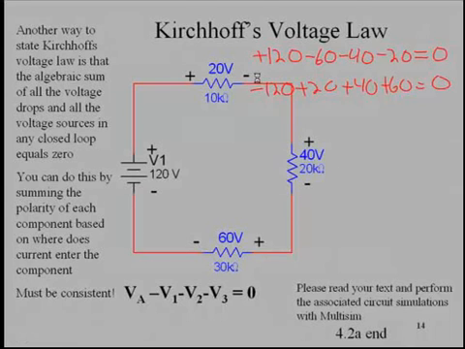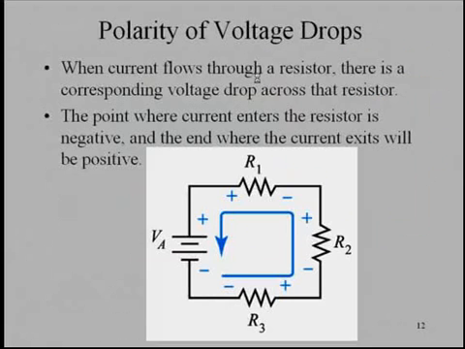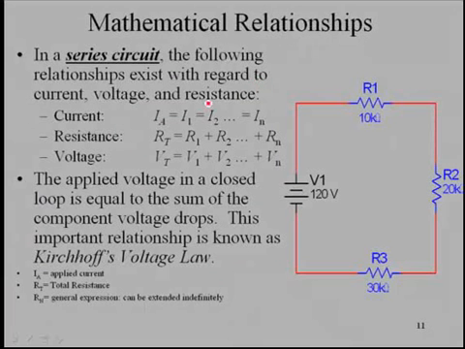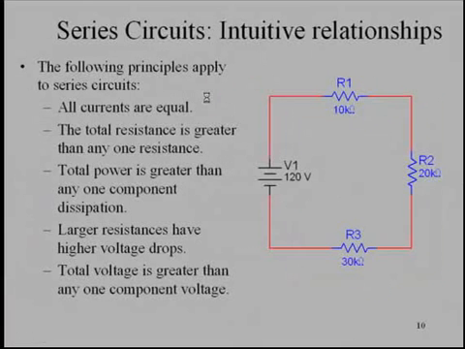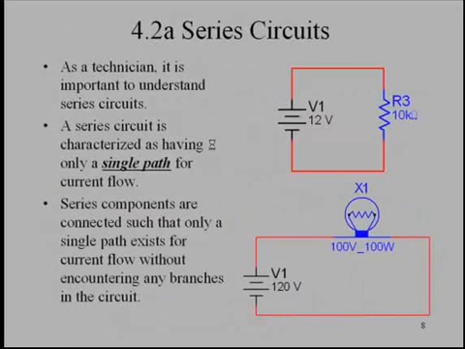So we've looked at Kirchhoff's voltage law here in solving a closed loop equation. We've looked at polarity of voltage drops. We looked at mathematical relationships. We looked at some intuitive relationships of series circuits, and we looked at what is a series circuit and what is not a series circuit. So this concludes our section on series circuits.